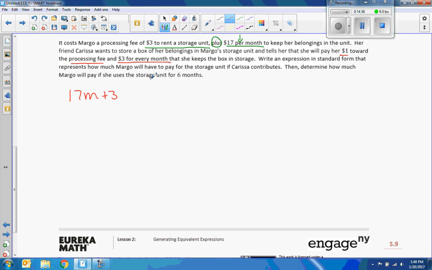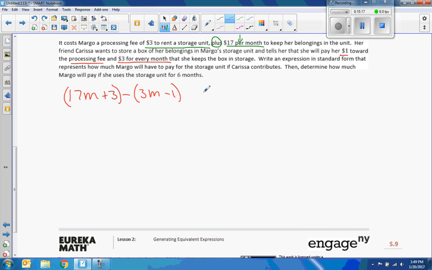Okay? The $3 is just the one-time fee at the beginning, so there's no times however many months, it's just $3 added on no matter how many months you rent it. So it's 17M plus 3 is what it costs Margot to rent the storage unit. But then her friend comes along and says, I will pay you $1 towards the processing fee, and $3 for every month. So that is going to reduce her cost by $3 for every month minus the $1 towards the processing fee. So here's our equation.